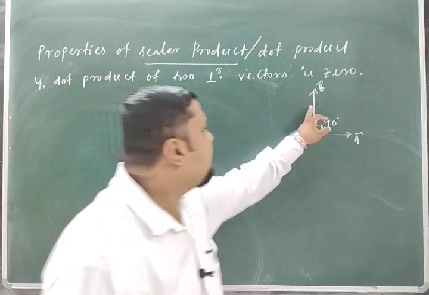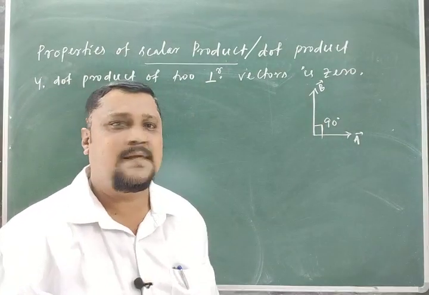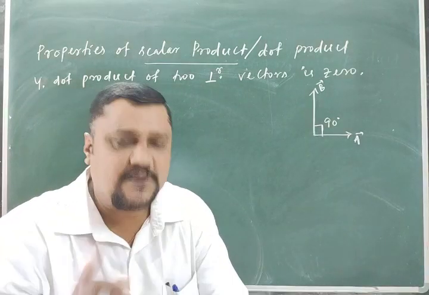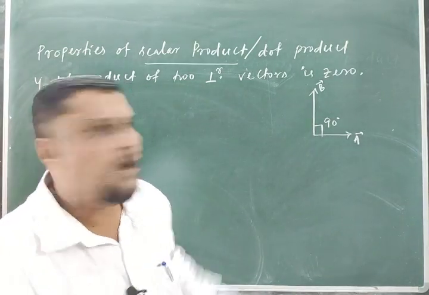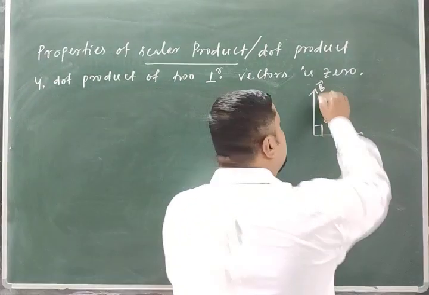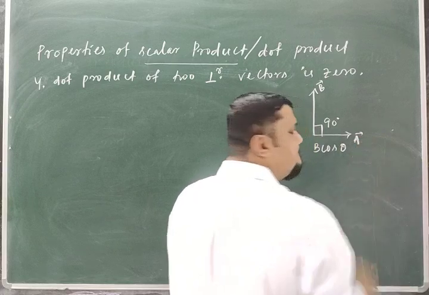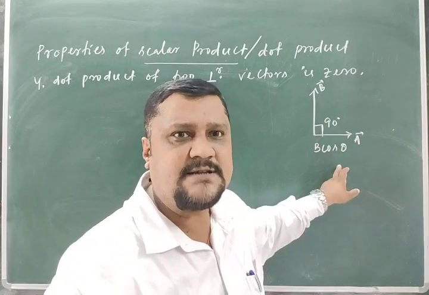What is the component of B along A? If they are perpendicular, what is the component of B along A? For the timing you tell me. Component of B along A: B cos theta.